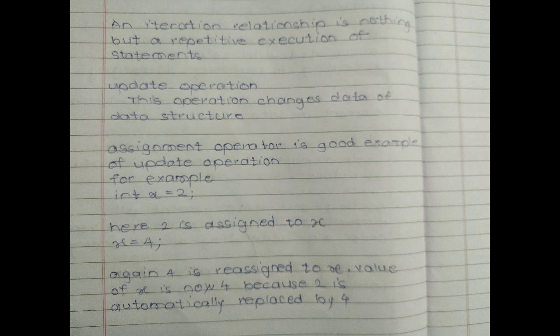Update operation, this operation changes data of data structure. Assignment operator is good example of update operation. For example, int x is equal to 2. Here 2 is assigned to x, x is equal to 4. Again 4 is reassigned to x. Value of x is now 4 because 2 is automatically replaced by 4. So this is update operation. That means one value is assigned to a particular operator, and then again another value is assigned to that operator. So that is update operation.